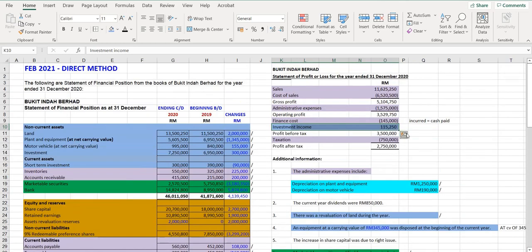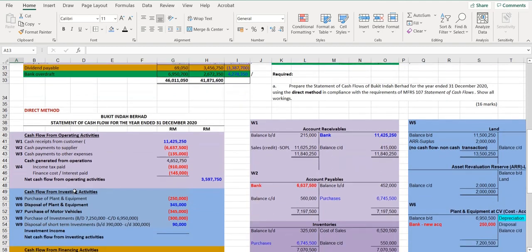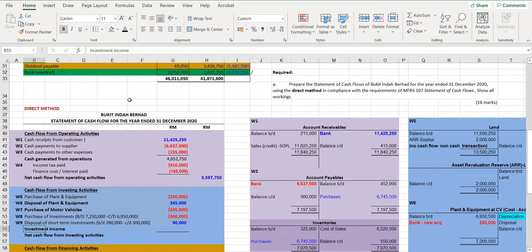So for this one, you can also have the same conclusion. Whatever you earn for this income is whatever cash you receive. So this one is telling you that the cash received equals the investment income earned. So I put here investment income received.